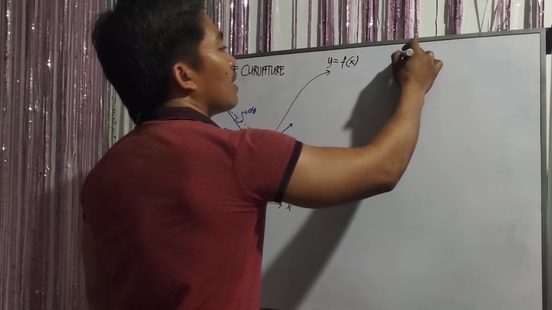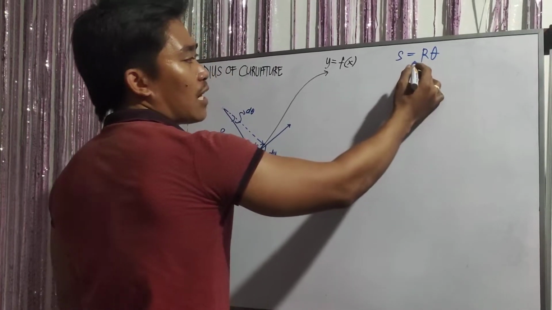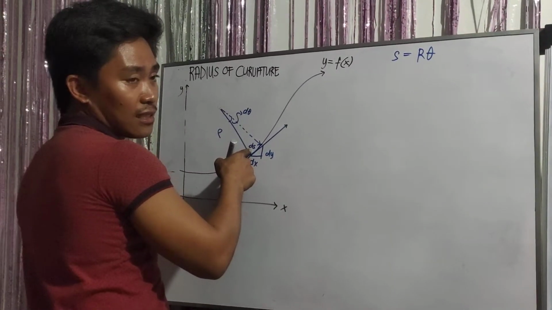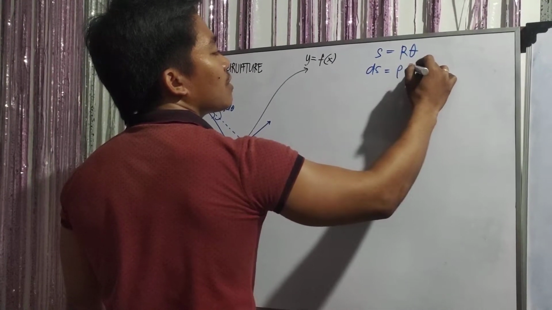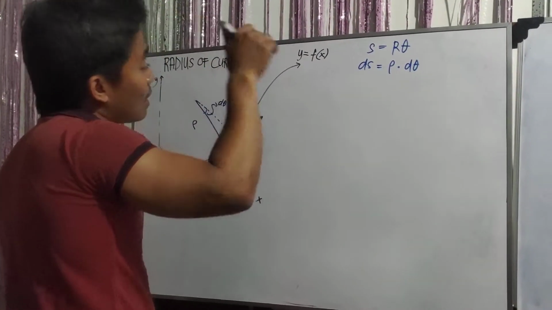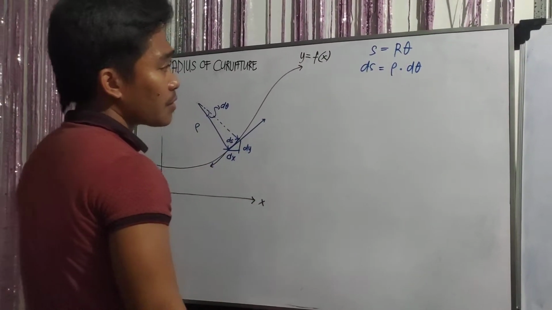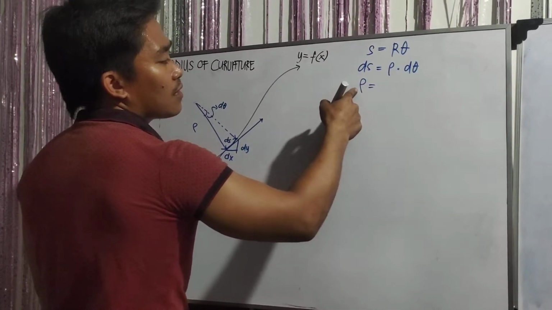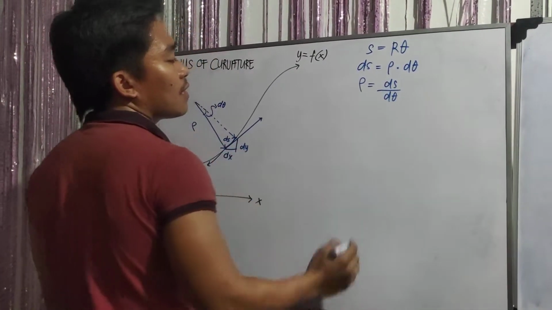So, ds is just equal to what? Again, from the formula, S, which is arc length, is defined by the equation R times theta. So, for here in this case, ds is the differential length. So, ds is just equal to rho times d theta. For most cases, guys, the radius of curvature is defined by the variable rho. Now, our goal is to compute the formula for this radius of curvature. So, rho therefore is just ds over d theta.